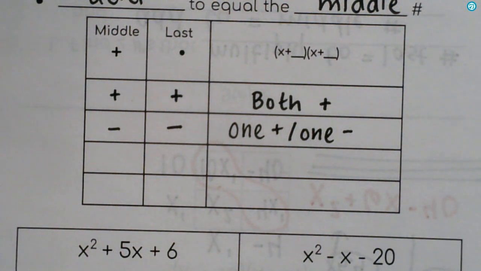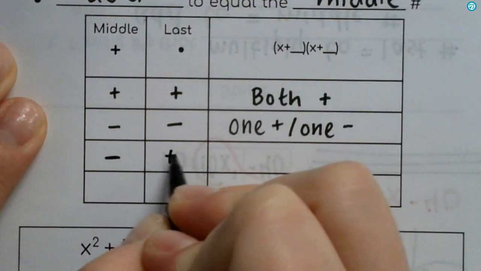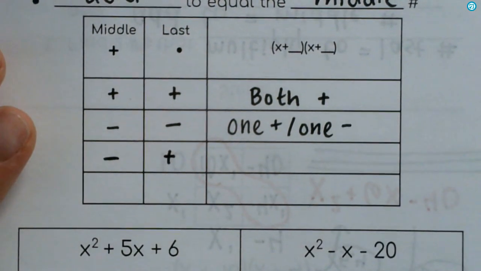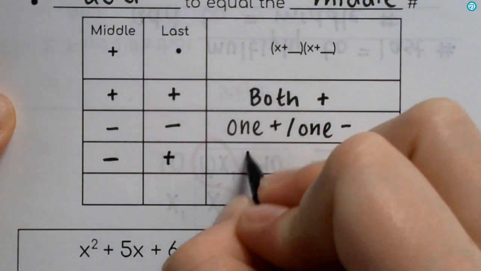Our third one, x squared minus 8x plus 12. If we need to add together to be negative and multiply together to be positive, the other way that we multiply together to be positive is if both of our numbers are negative.